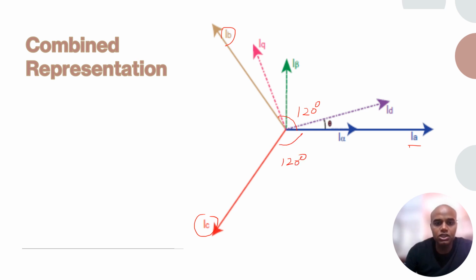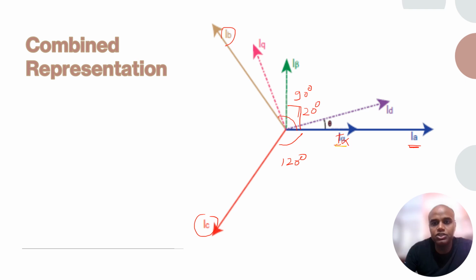Whereas the I alpha is in phase with the IA itself, and I beta is 90 degrees, or orthogonal, to my alpha axis. And then we have the direct axis converted from the alpha beta.